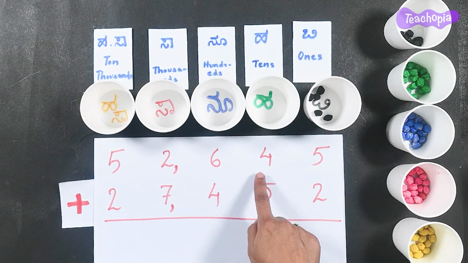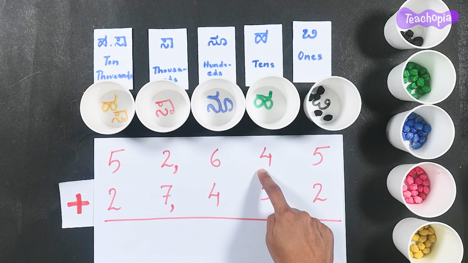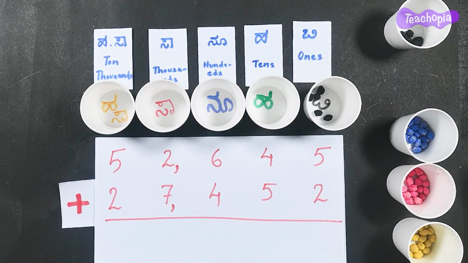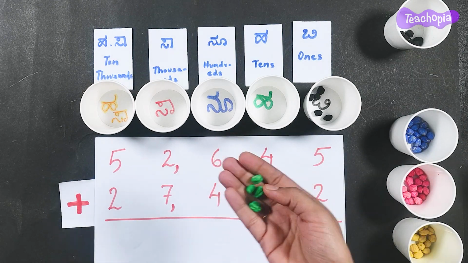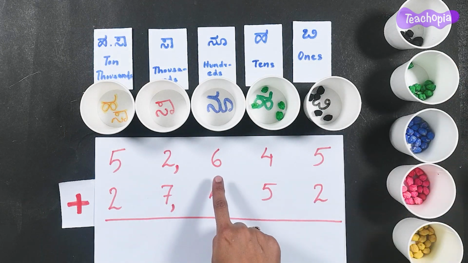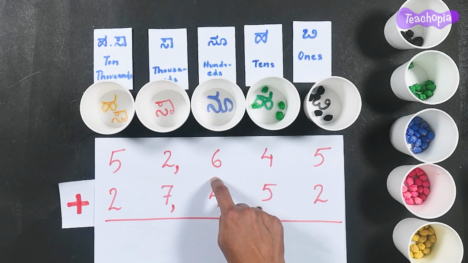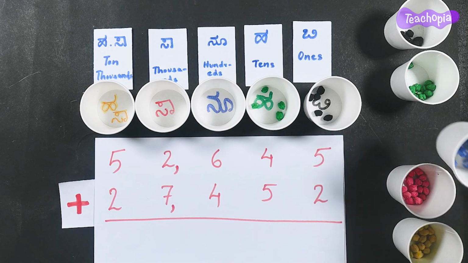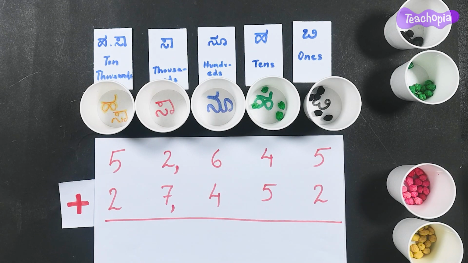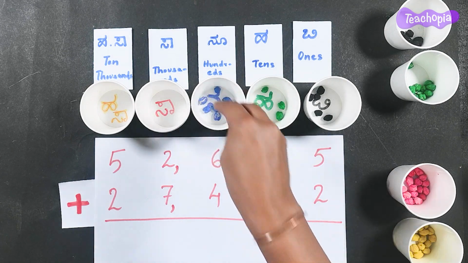In the tens place, we have 4. So, we have to take 4 green colored grains and put them in the tens place. In the hundreds place, we have 6. So, we take 6 blue colored grains and put them in the hundreds place. Let us take 6 blue colored grains and put them in the cup representing the hundreds place.